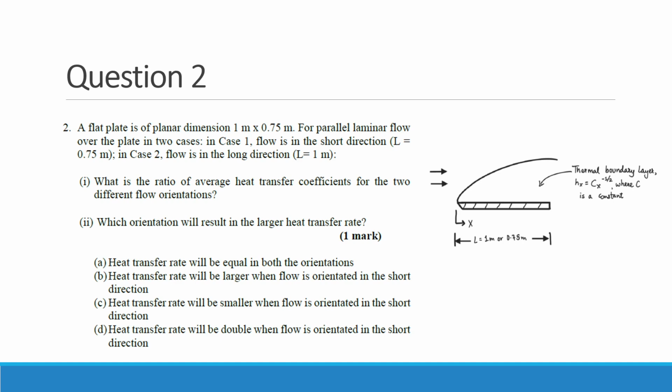The heat transfer rate will be equal in both orientations. Heat transfer rate will be larger when the flow is oriented in the short direction. Heat transfer rate will be smaller when the flow is oriented in the short direction, or the heat transfer rate will be double when the flow is oriented in the short direction. So yes, for this given boundary layer, the heat transfer coefficient is related to the distance from the leading edge. It is directly proportional to x raised to minus half.